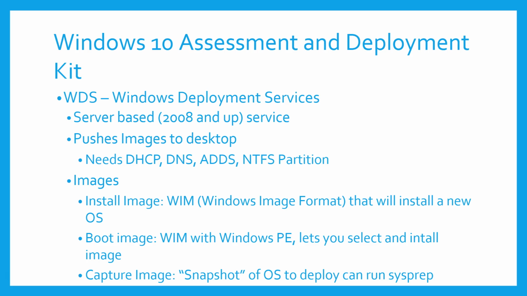All right, so we have Windows Deployment Services, which is a server-based service. It can help push images to the desktop. You need DHCP, DNS, Active Directory Directory Service, and then NTFS partitions to do it. So it uses images, WIM format, Windows image, that will install a new OS. It also has a boot image with a WIM of Windows PE, so that way you can install that image to get the initial installation going.